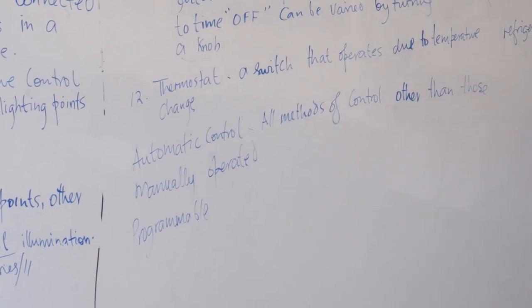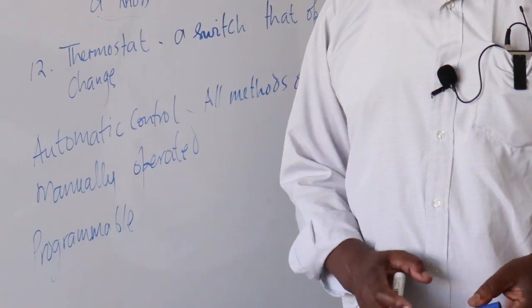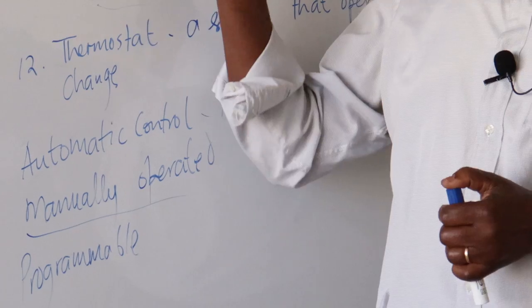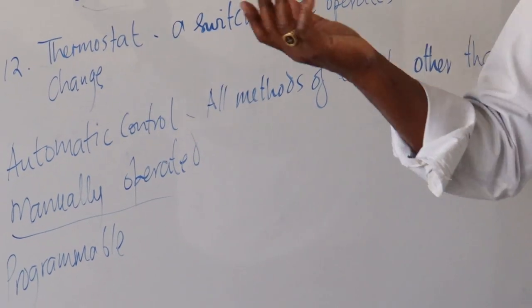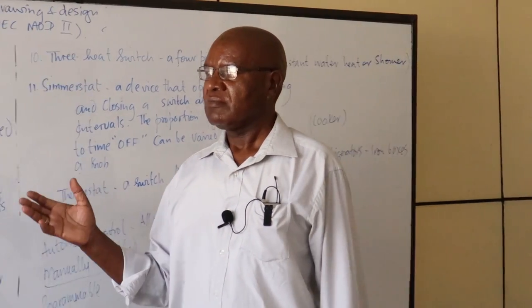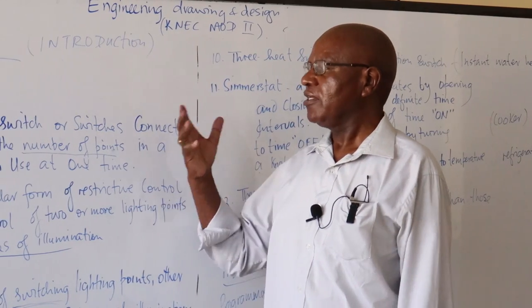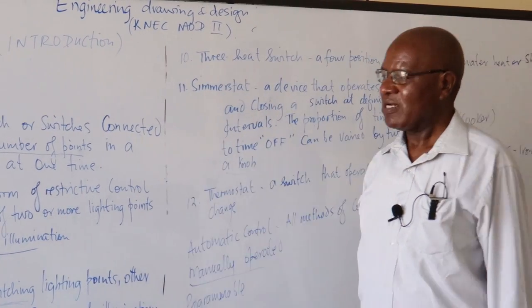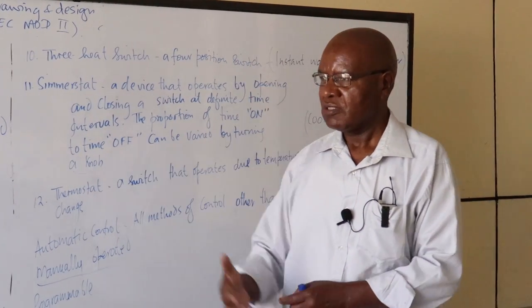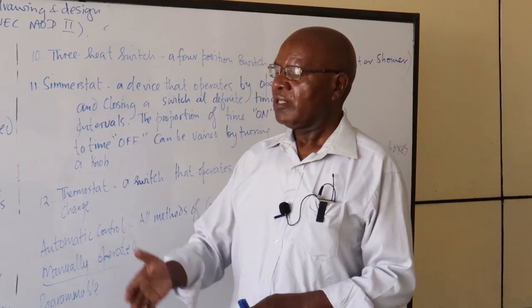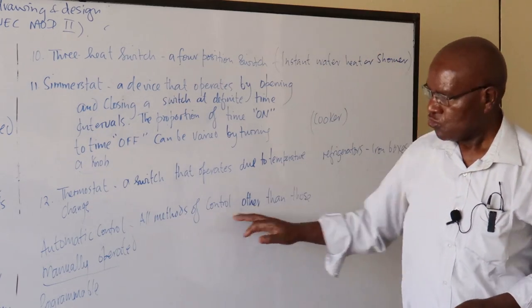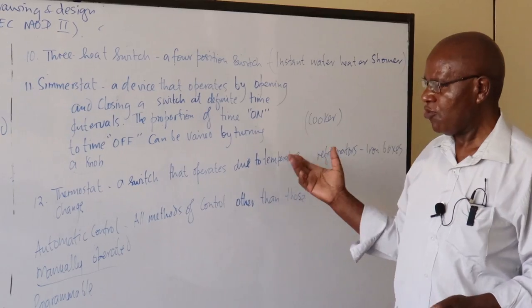This is all methods of control other than those normally manually operated. Remember, we talked about the single pole one-way control. When you get into a room, you switch on the lights. Nowadays, there's provision whereby you walk into a room, your presence is sensed, or the door is opened, it is sensed, and the lights can come on automatically. There's nobody in the room, the lights can go off. Or there's movement, again, when it comes to security lighting, there's movement in the room, the lights can come on, movement stops, they can go off, kind of automatically controlling the lights or points.